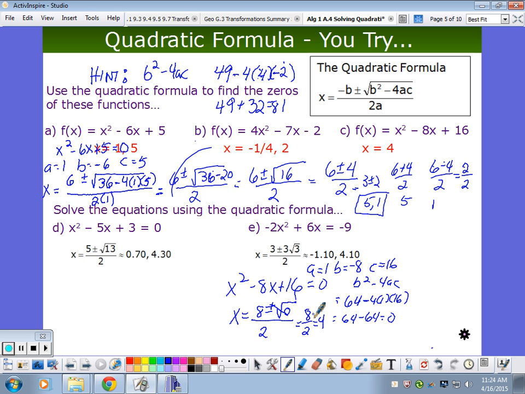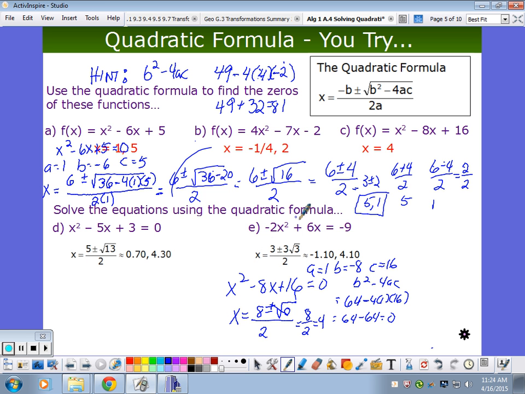You can't say the solution is 0. The solution to this equation is x equals 4. 0 is not a solution. If you plug 0 in, you get 16. To be a solution, it means if you plug it in for x, you get a true statement. If you plug 0 in here, you do not get a true statement.